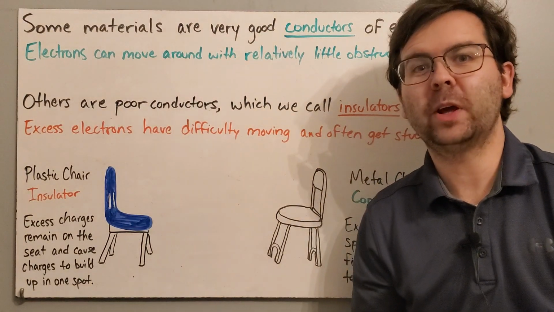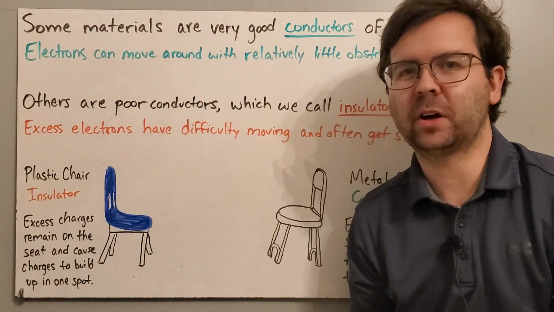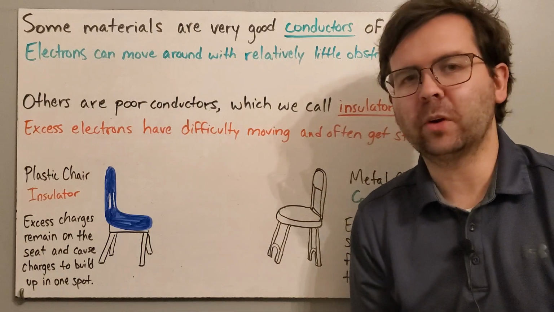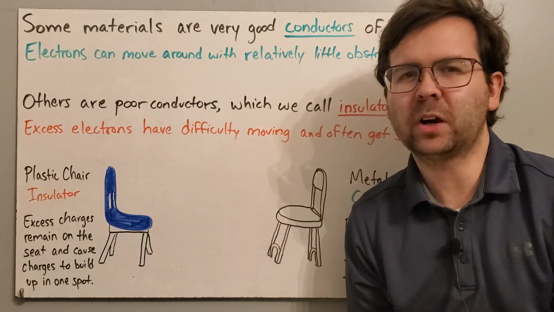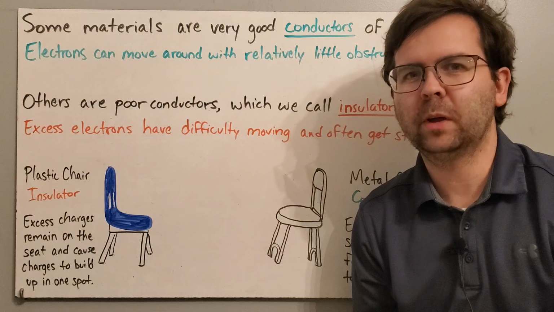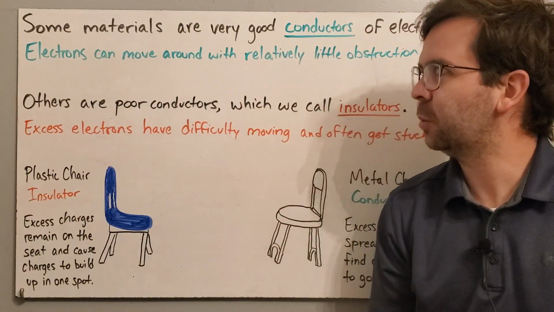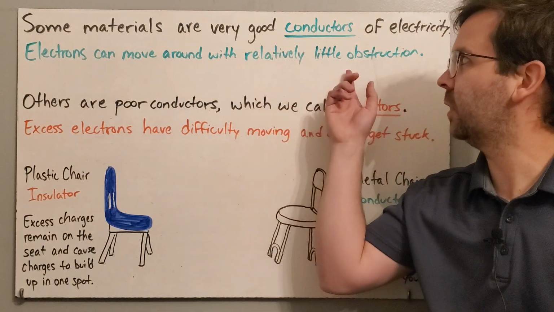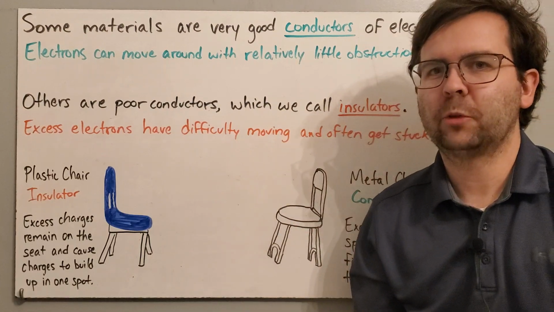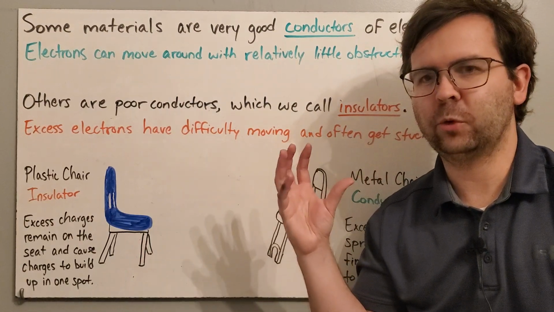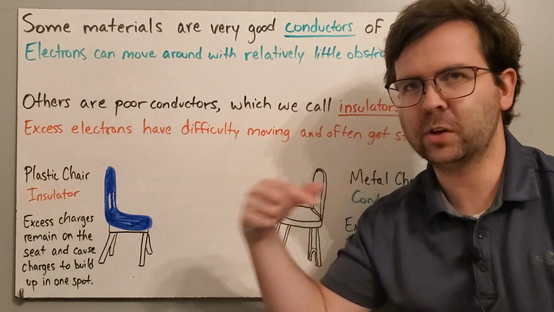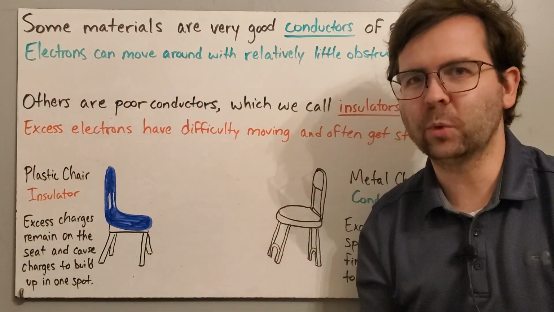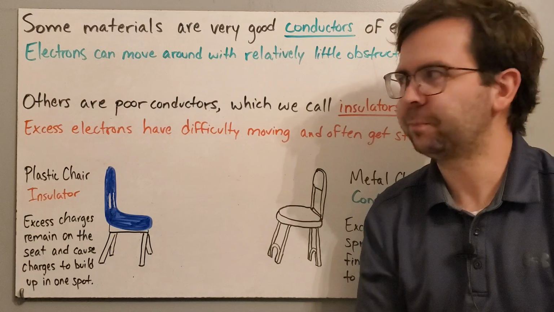Hi, this video is about charging by conduction. Some materials are good at conducting electricity through them. In other words, electrons can move around with relatively little obstruction. It's pretty easy for electrons to just pass through or get conducted like a train through these materials.